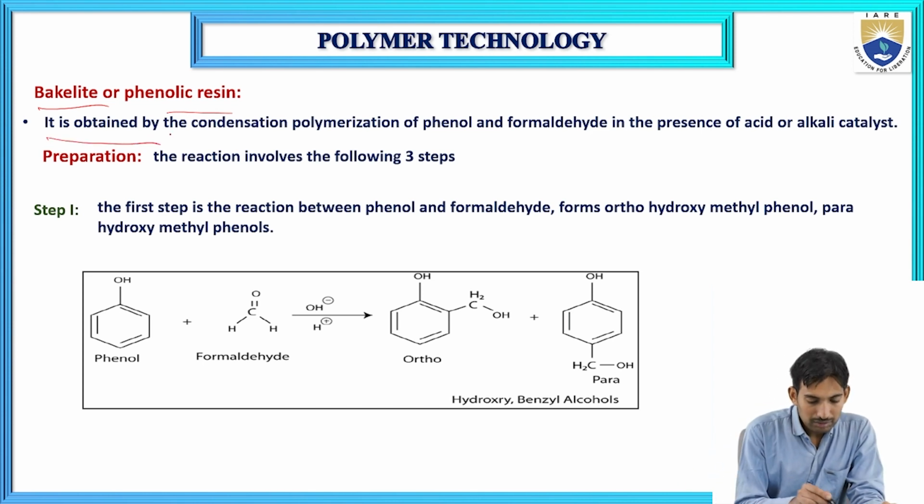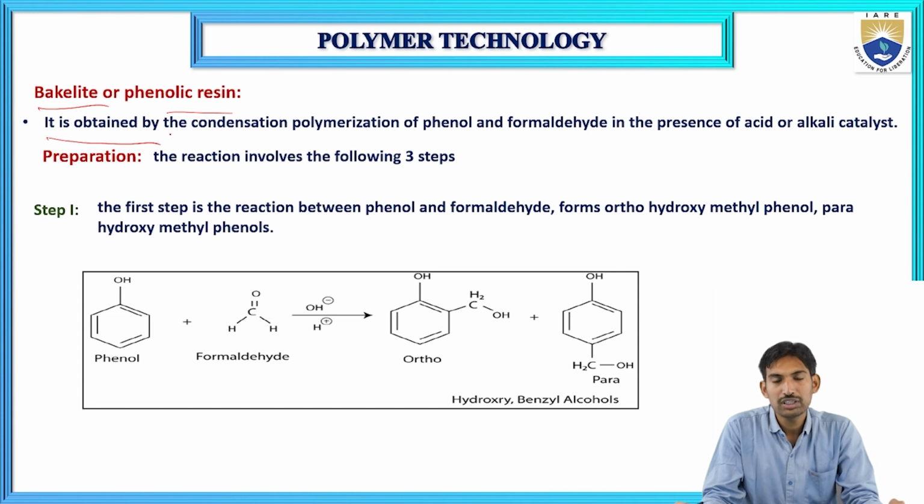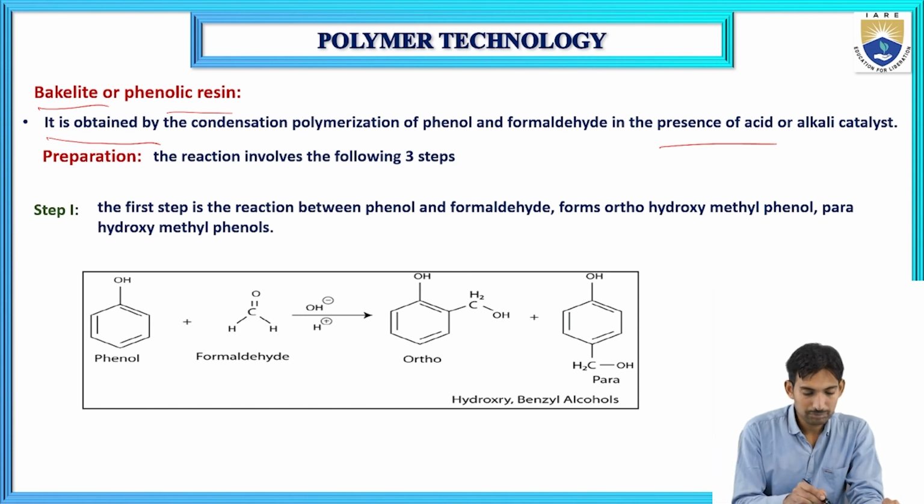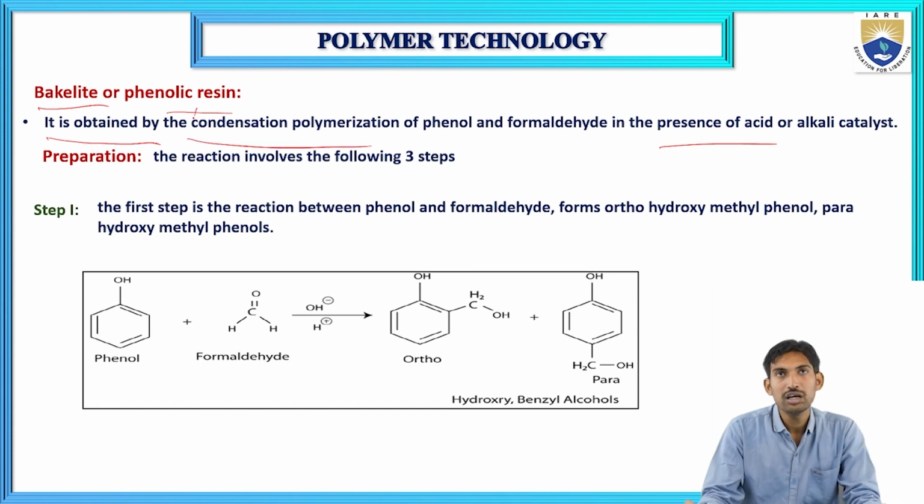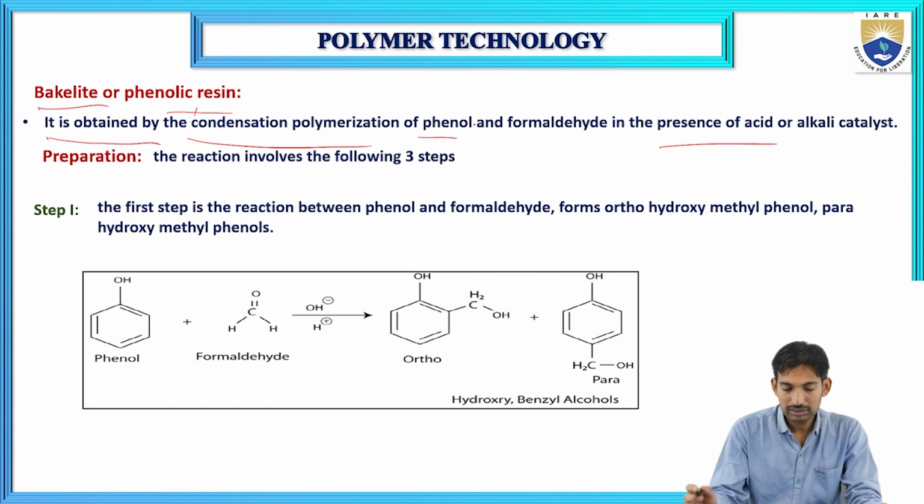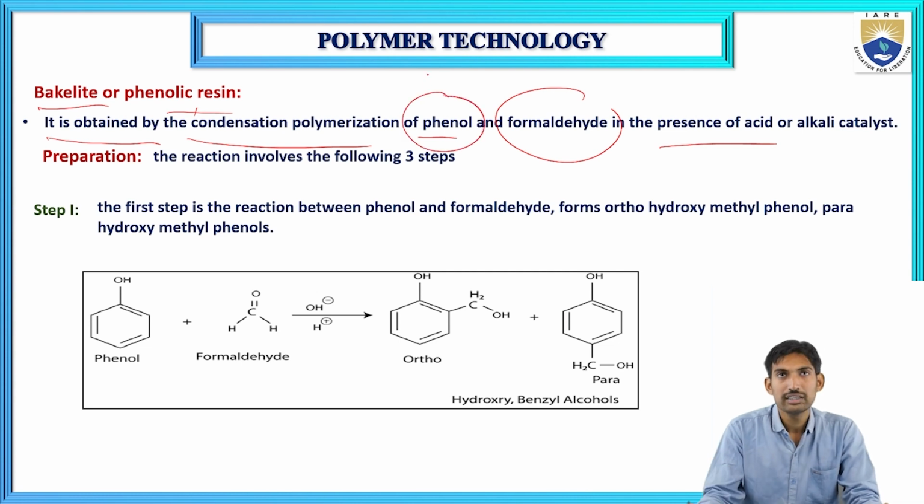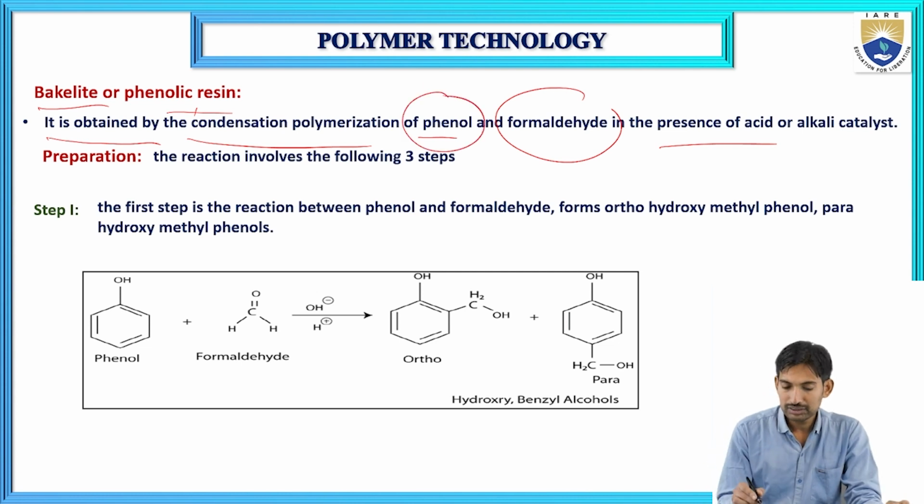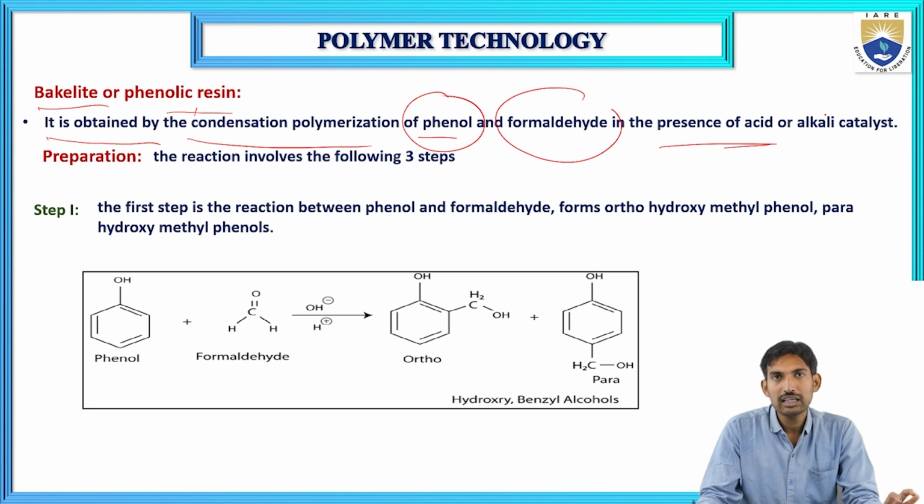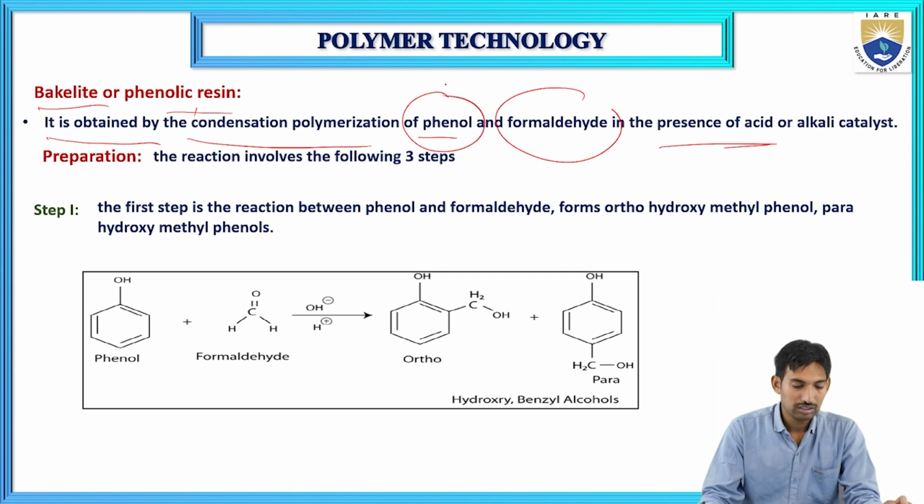It is obtained by the condensation polymerization of phenol and formaldehyde in the presence of an acid or alkali catalyst. How can we prepare Bakelite? Bakelite is obtained by simple condensation polymerization between phenol and formaldehyde in the presence of a catalyst. What are the catalysts? Acid or base.